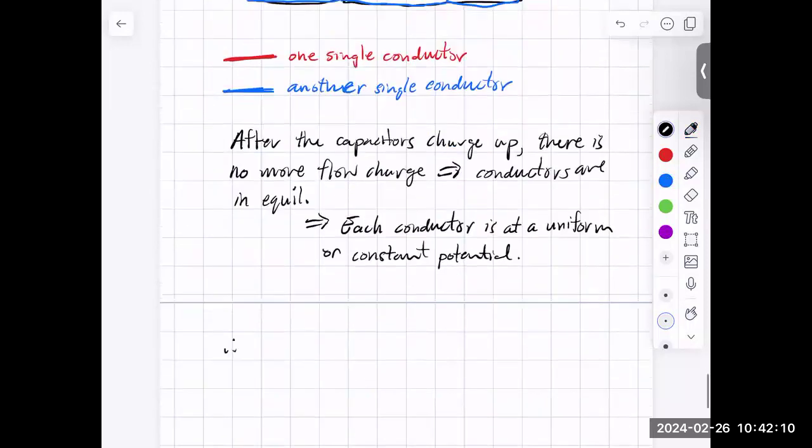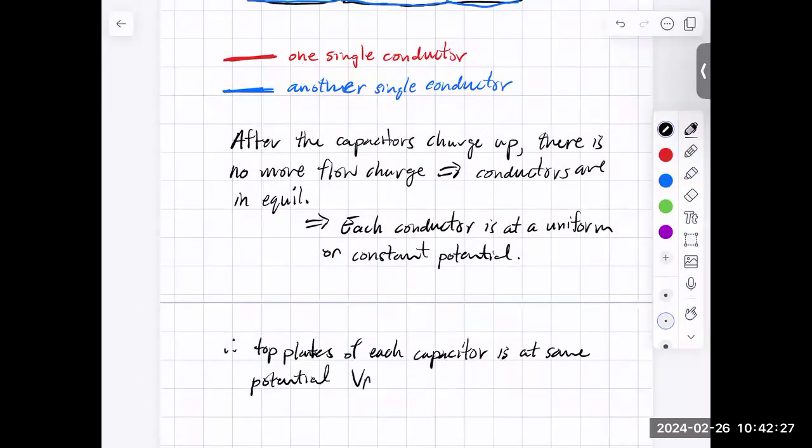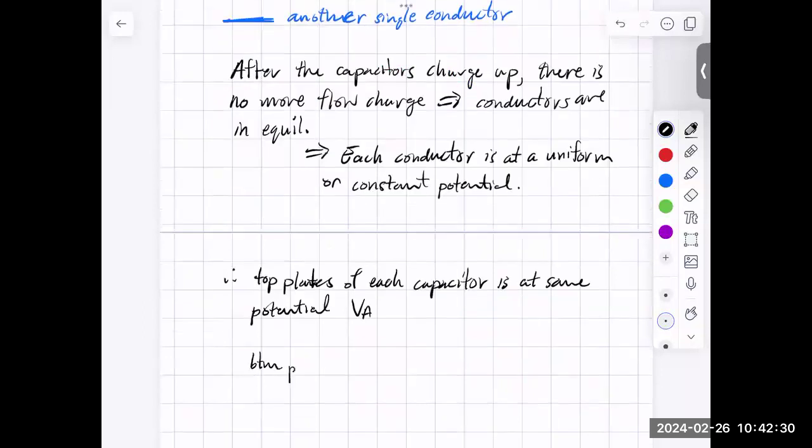So therefore, the top plates of each capacitor are at the same potential, let's call it VA, and the bottom plates are all at the potential VB. So that means if I was to calculate the potential difference across each capacitor, they would all be exactly the same. It would be VA minus VB.